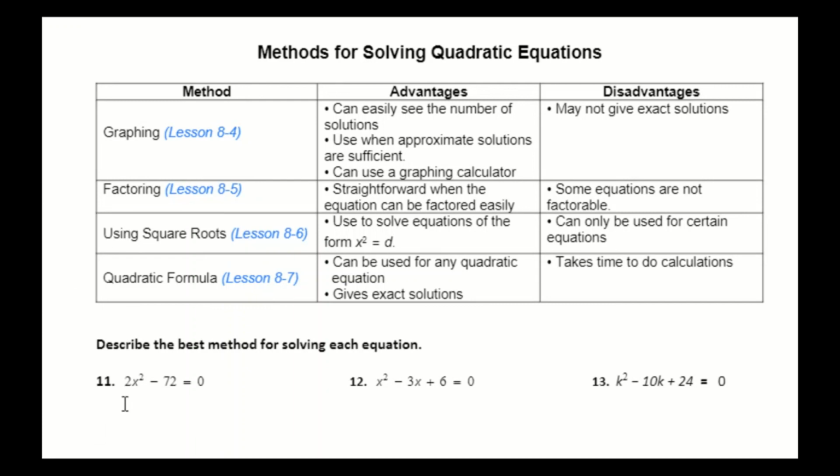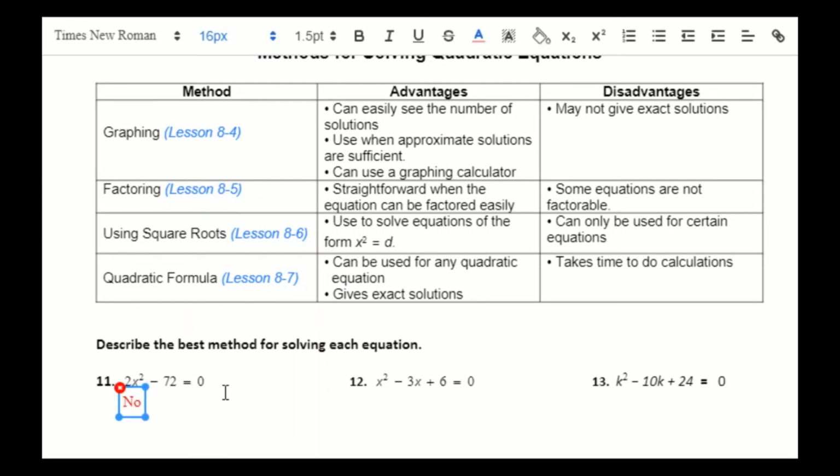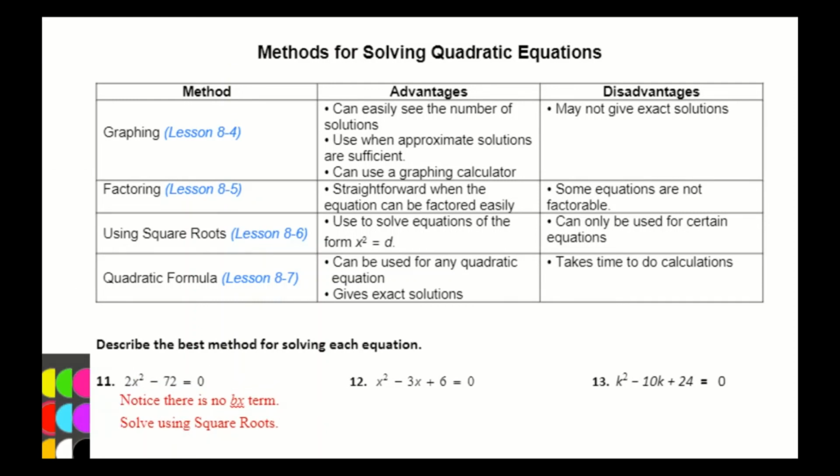So, for instance, on number 11, notice there's no bx term. In this case, square roots is going to be the way to go. So we're going to solve using square roots. And generally how you would do that is you would add 72, divide by 2, and then take the square root of both sides. So just boom, boom, boom, 3 steps, and you're done.